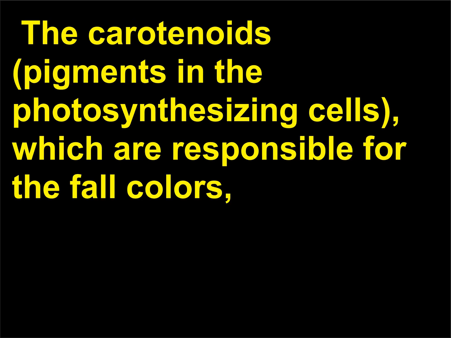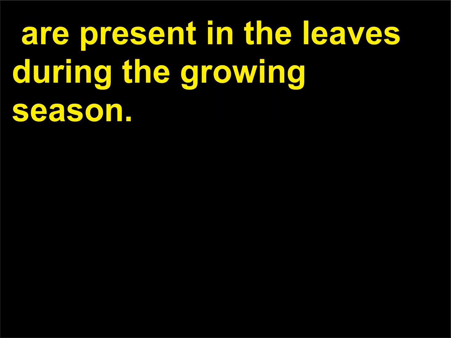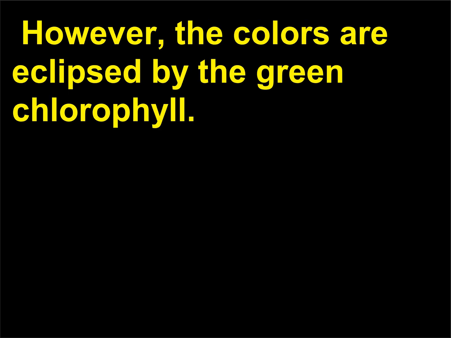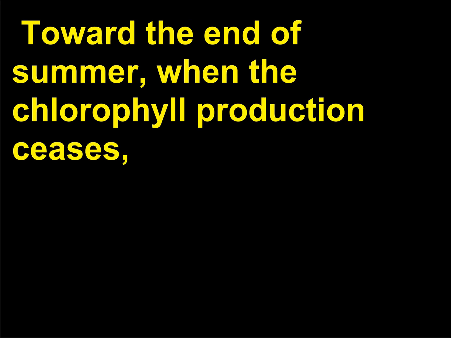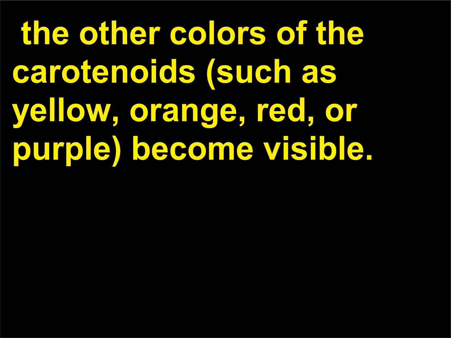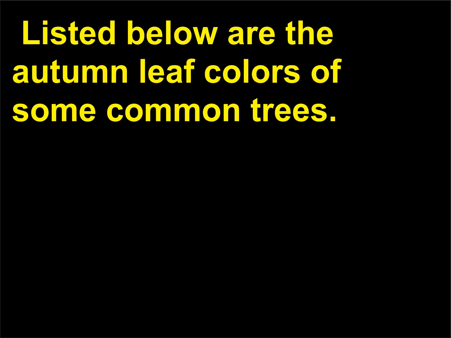The carotenoids, pigments in the photosynthesizing cells which are responsible for the fall colors, are present in the leaves during the growing season. However, the colors are eclipsed by the green chlorophyll. Toward the end of summer, when chlorophyll production ceases, the other colors of the carotenoids, such as yellow, orange, red, or purple, become visible. Listed below are the autumn leaf colors of some common trees.